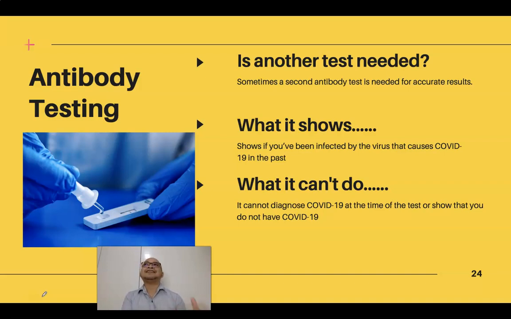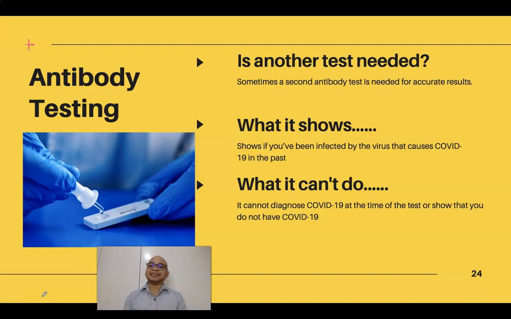After you have been vaccinated, some people may wait for several days before they perform antibody testing to check if they have already produced antibodies against COVID-19. What does it show? Well, it shows that you've been infected by the virus that causes COVID-19 in the past, or it may also signify that you have been successfully vaccinated, because you already established an immune response against COVID-19. So what is the limitation? It cannot diagnose COVID-19 at the time of the test or show that you do not have COVID-19.